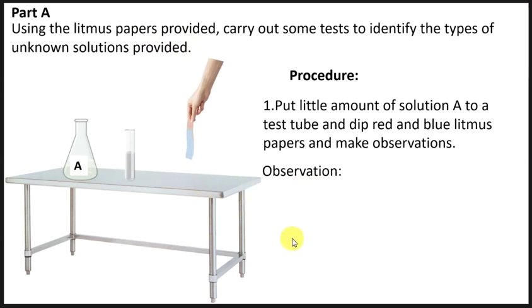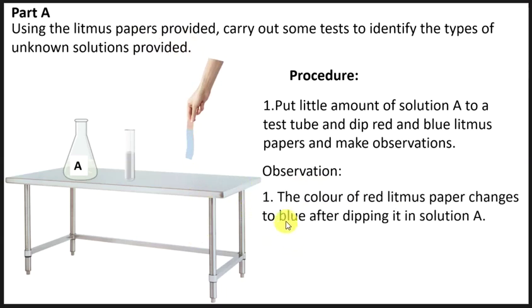Here we have seen that the color of red litmus paper changes to blue after dipping it in solution A. Before we dipped it, it was red. Now after dipping it, it changed to blue. Next we are going also to dip blue litmus paper in the same solution A, which has been put in the test tube.